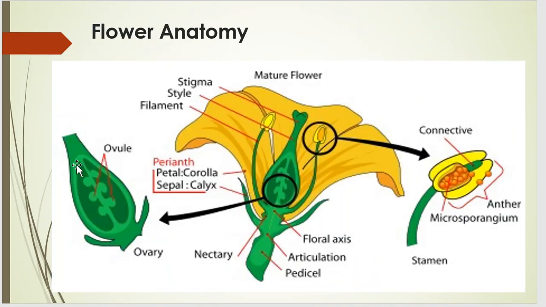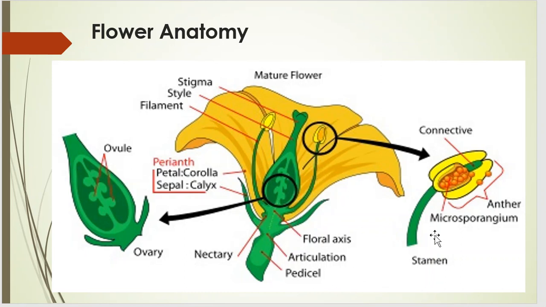Next, I'm going to quickly talk to you about the anatomy of the flower. What you see here is the anatomy of a bisexual flower. A bisexual flower contains both sexes, the female part and the male part, together in a single flower. What you see right here in the middle, the whole thing, is the female part, which we call the pistil. Pistil has an ovary, style, and stigma. Inside the ovary, there are ovules, which eventually turn into seeds, and the whole ovary turns into fruit.